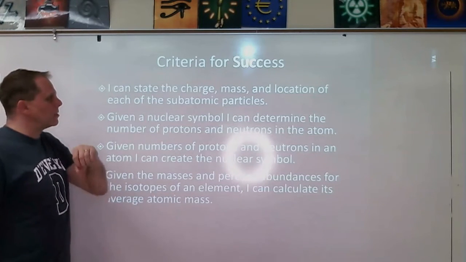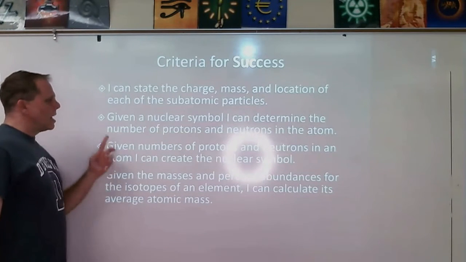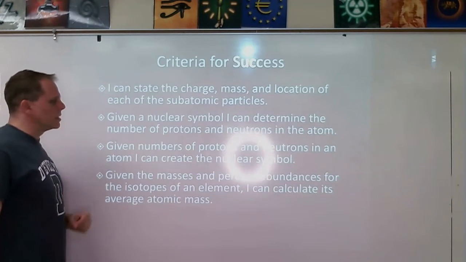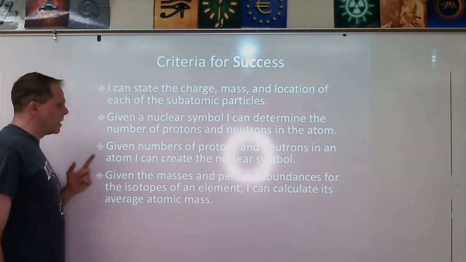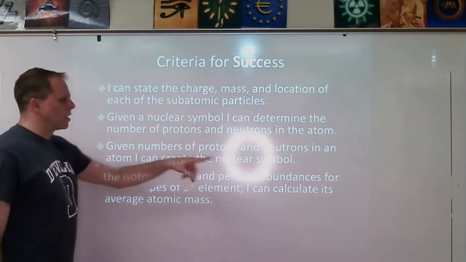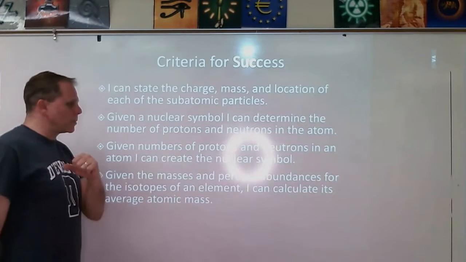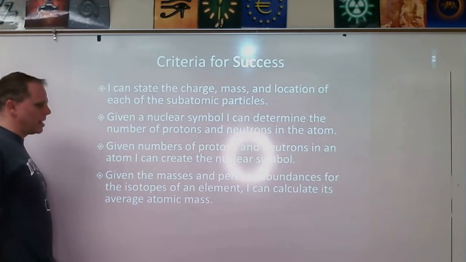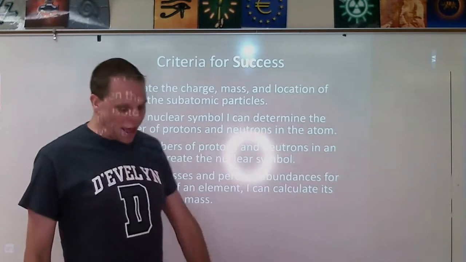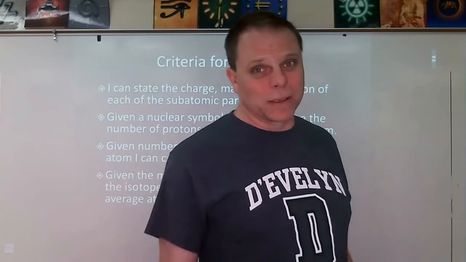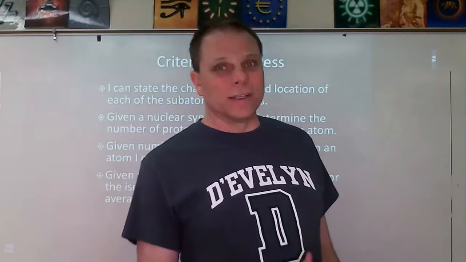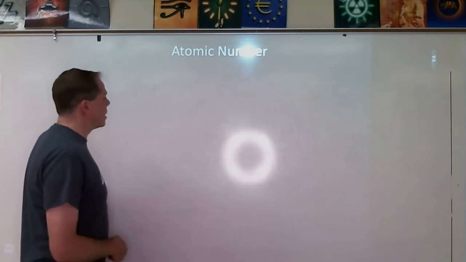State the charge, mass, and location of each of the subatomic particles. Given a nuclear symbol, you can determine the number of protons and neutrons in the atom. Given the number of protons and neutrons, you can create the nuclear symbol. You'll notice these are kind of the inverse of each other. Given the masses and percent abundances of the isotopes of an element, you can calculate its average atomic mass. So a lot of little things you're going to be able to do today, and I think you're going to enjoy this lecture.